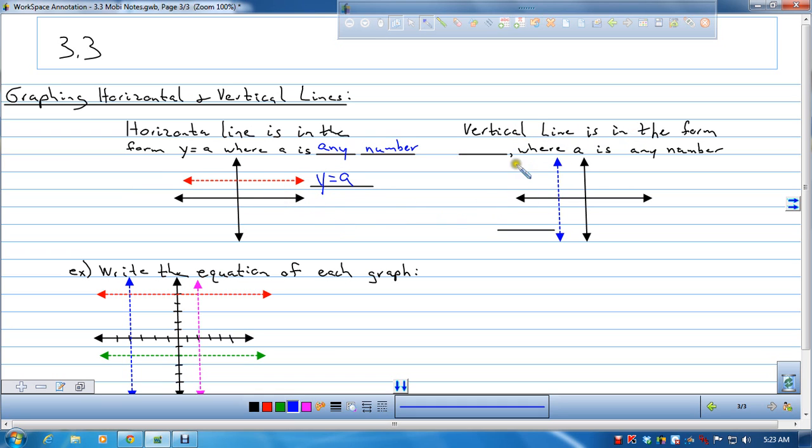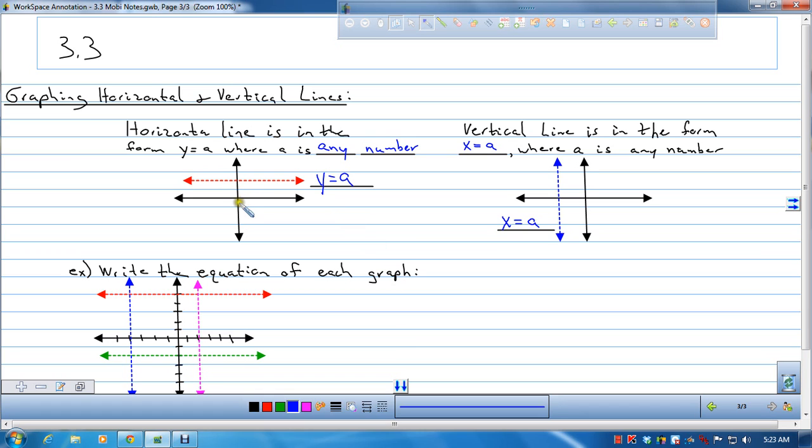A vertical line will be in the form x equals a, where a is any number. So a vertical line is x equals some number. Alright? People get this confused. Flat out, I don't think that people generally take the time to understand why these are the way they are. Okay? So here's the deal for this line.